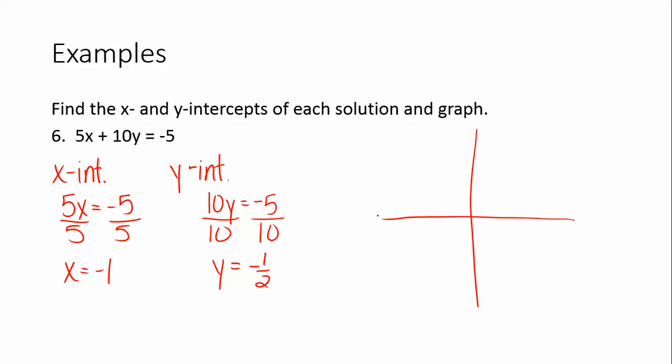So when I draw my graph, this time I'm going to really space out my numbers so that I can get the 1/2 in there. But x, I want to go in the negative direction, so I want negative 1. And for the y, I need negative 1/2. So if that's 1 and 2, there's negative 1/2. And again, connect the dots and draw your line.